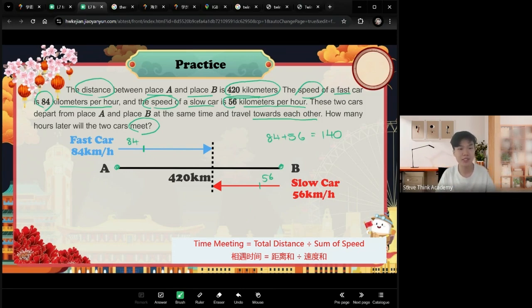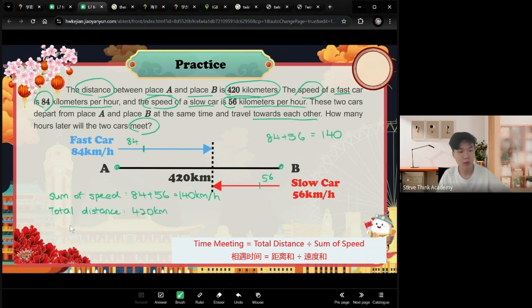We see it as a unit traveling to each other. Calculate the sum of speed. Sum of speed, just add both together. 84 plus 56 equals 140 kilometers per hour. In 1 hour, the distance between them has been shortened by 140 kilometers. And the total distance between A and B is 420 kilometers.